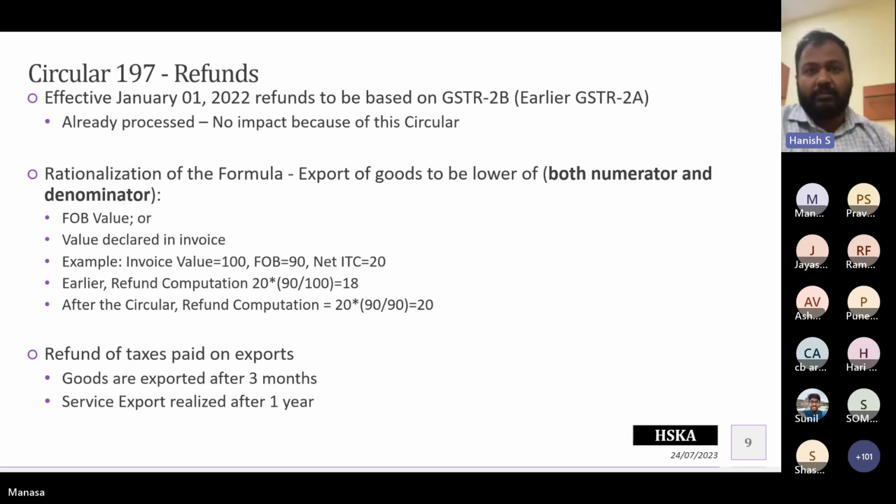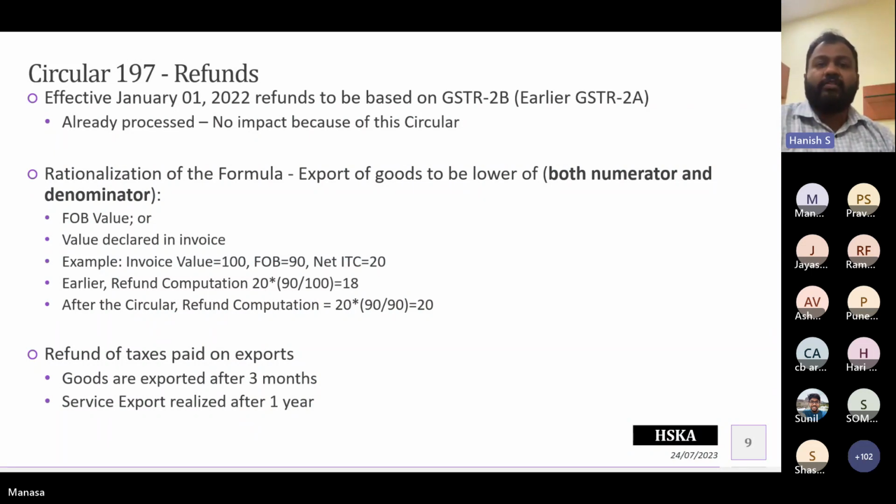So let's take an example. If my invoice value was 100 and the FOB was 90, then the export refund formula was FOB, which is lesser, 90 divided by 100 into 20 rupees of net ITC, which is available to me. So the refund calculation was coming to 18. They realized that this is not correct because whatever is in the numerator should be the same which should appear in the denominator also.